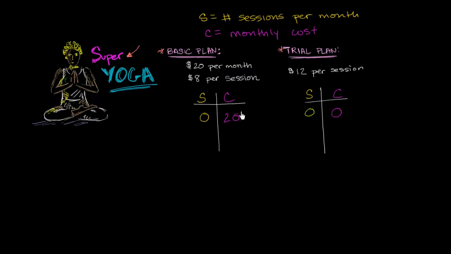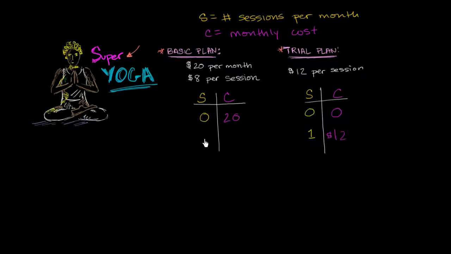Let's think about the scenario where I attend one session. Under the trial plan, how much will I have to pay? Well, it's $12 per session, $12 per session times one session. I'm going to pay $12. Let's think about that same scenario under the basic plan.